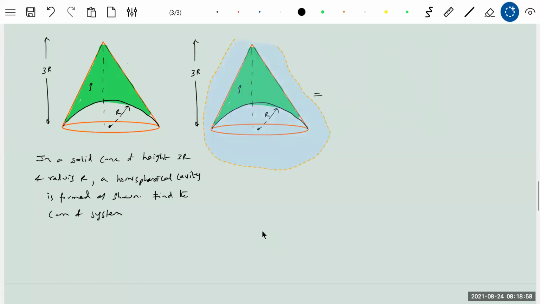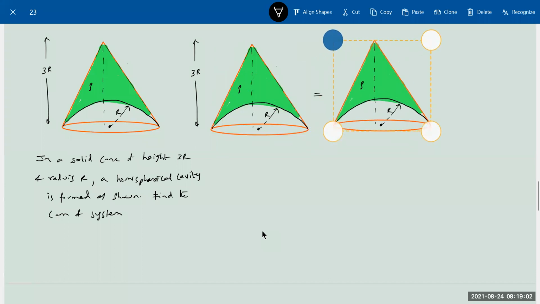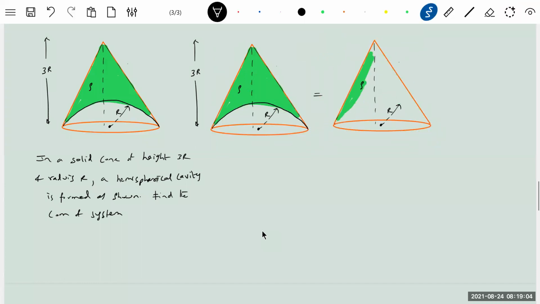Let me adjust this structure. Everything is a solid. It's a solid cone. Are you getting it? Now I am going to remove a solid hemispherical region in this. Then it will become a solid cone with a hemispherical cavity.